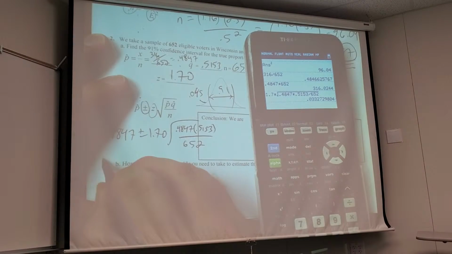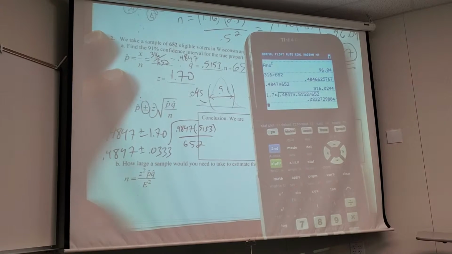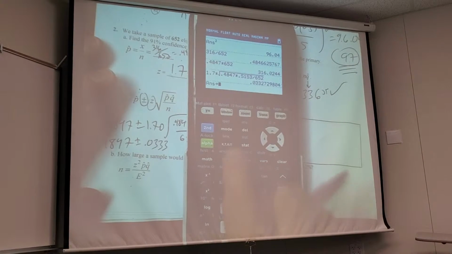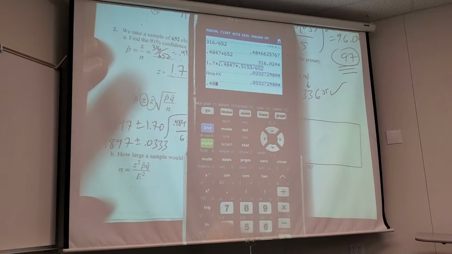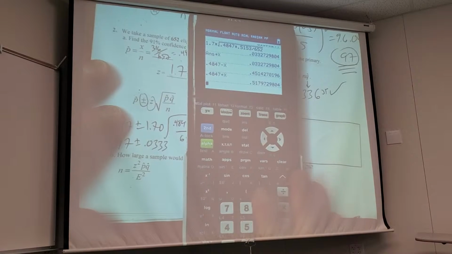This is 0.4847, give or take 0.0333. So I do my calculation and store that in x. I'd say 0.4847 minus x, 0.4847 plus x. But whatever way you do it, hopefully you get to those two numbers.